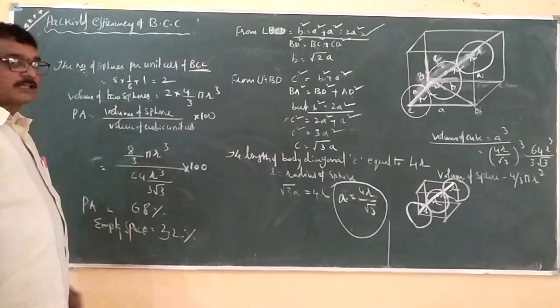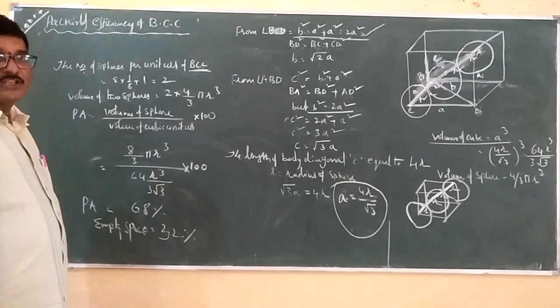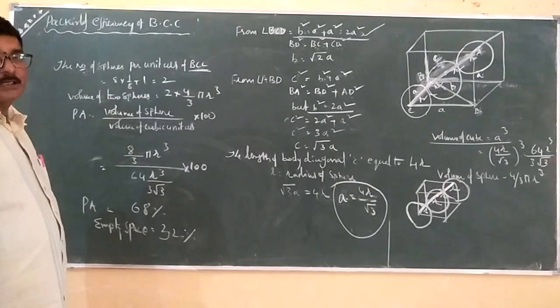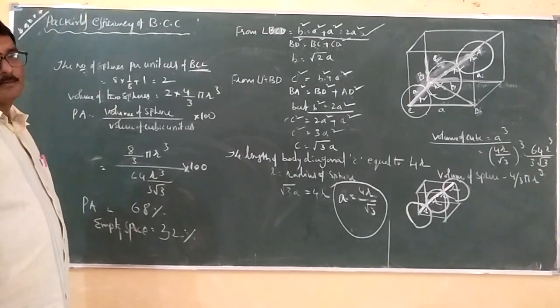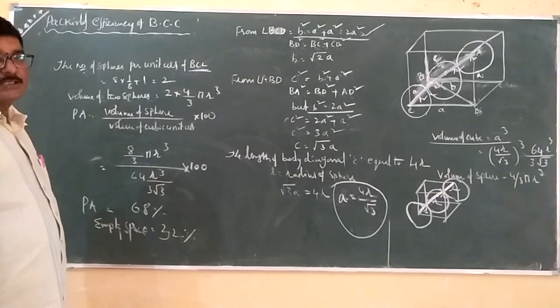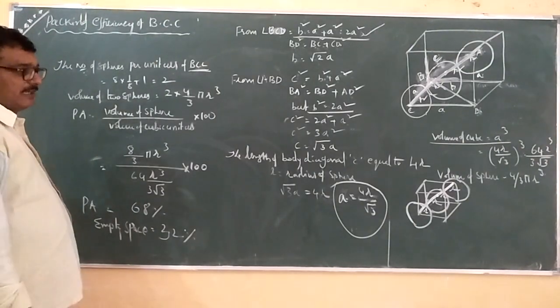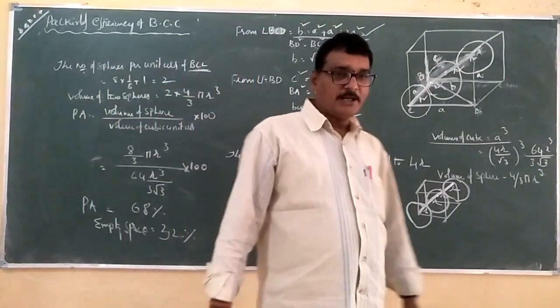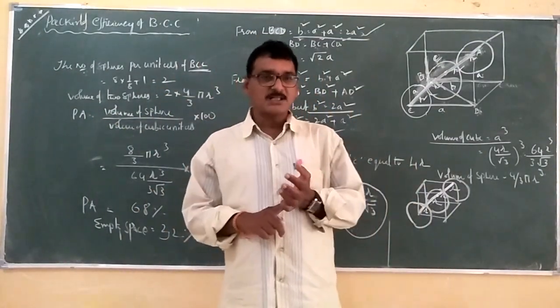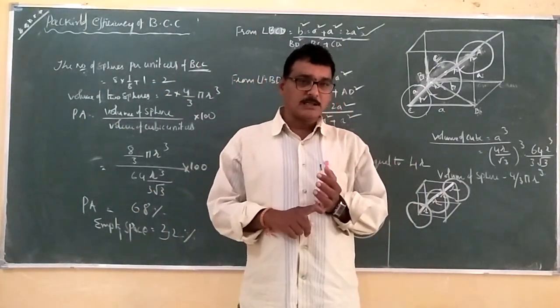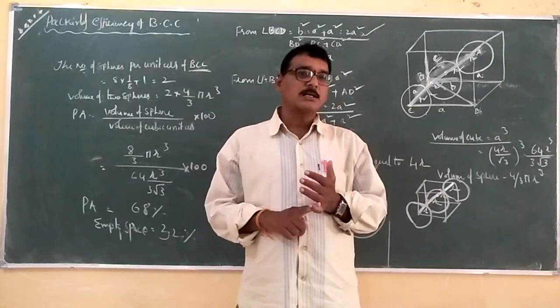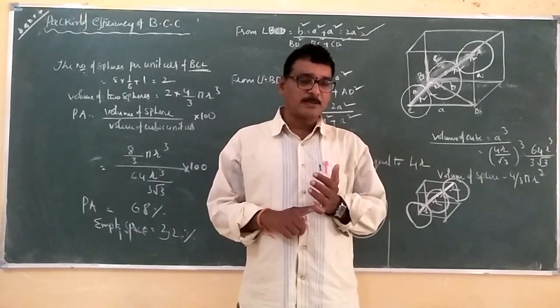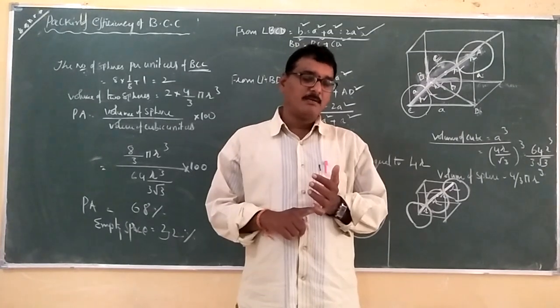That is equal to 32% empty space present in the body centered cubic unit cell. So this is about the packing efficiency of body centered cubic. Only this is the difficult part among the 3 derivations. Last class I told you the first derivation, simple cube, was already completed. This class is the derivation for packing efficiency.